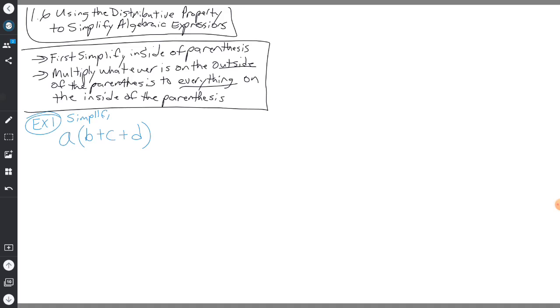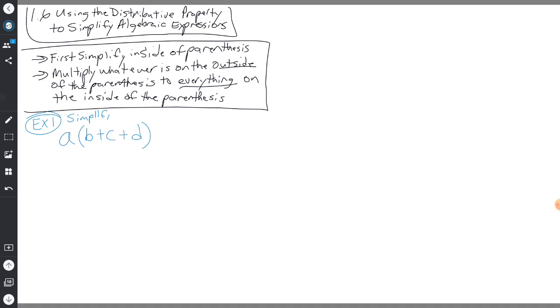So here, our problem is, the way we read it, A times, because there's no plus or minus in between, what's on the outside of the parentheses. Whenever there's nothing there, that means it's multiplication. So A times all of this, B plus C plus D.